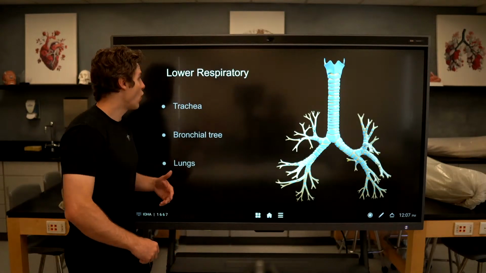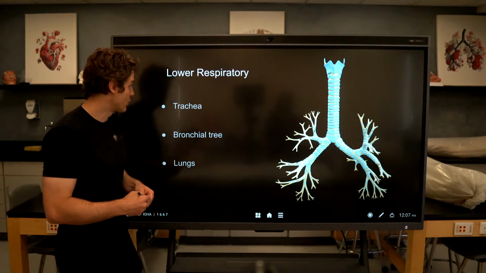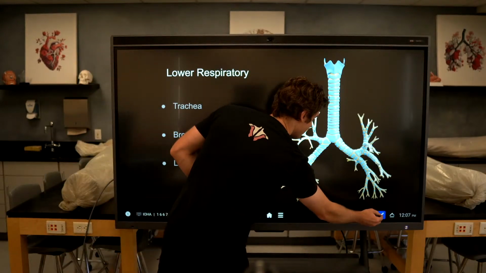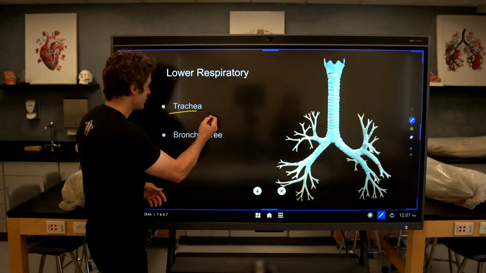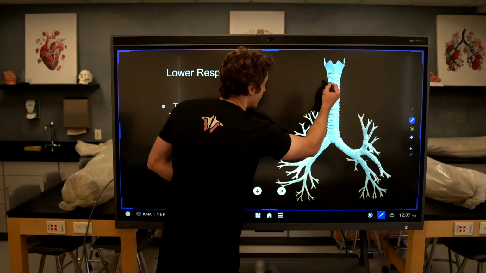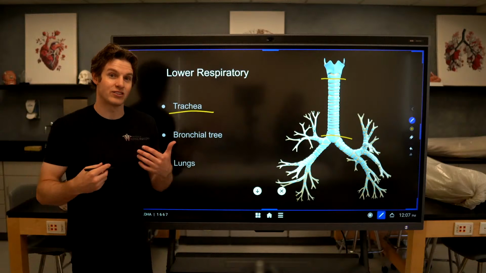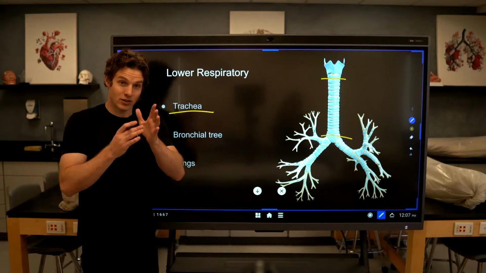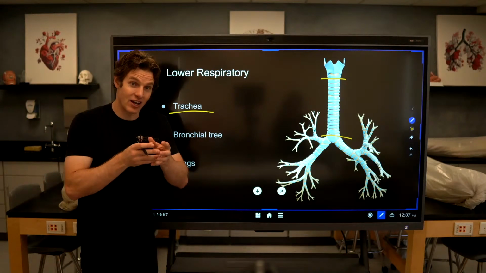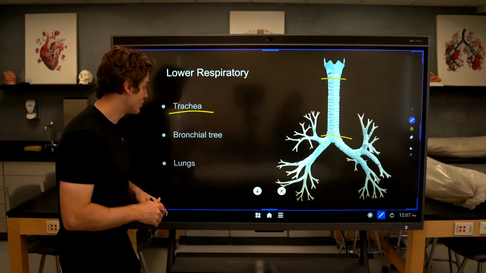So just a quick overview of the lower respiratory passageways. We will have the trachea, which is essentially from here to here. That's what you often will refer to as the windpipe. That's the first main tube that we're going to see, but we're going to bring air down, and then eventually we're going to branch and distribute into the lungs.